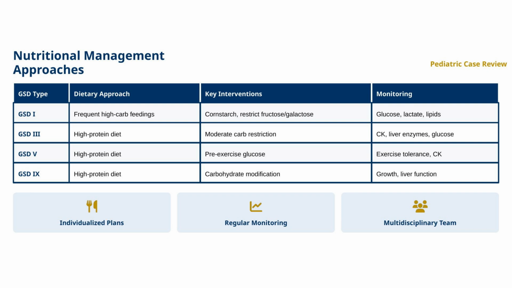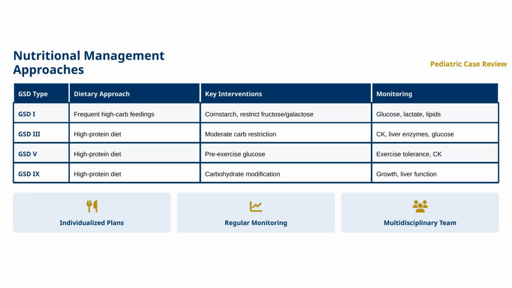GSD type 1 requires frequent high-carbohydrate feedings with cornstarch therapy and restriction of fructose and galactose. Monitoring includes glucose, lactate, and lipid levels. GSD type 3 benefits from a high-protein diet with moderate carbohydrate restriction, monitoring CK, liver enzymes, and glucose.